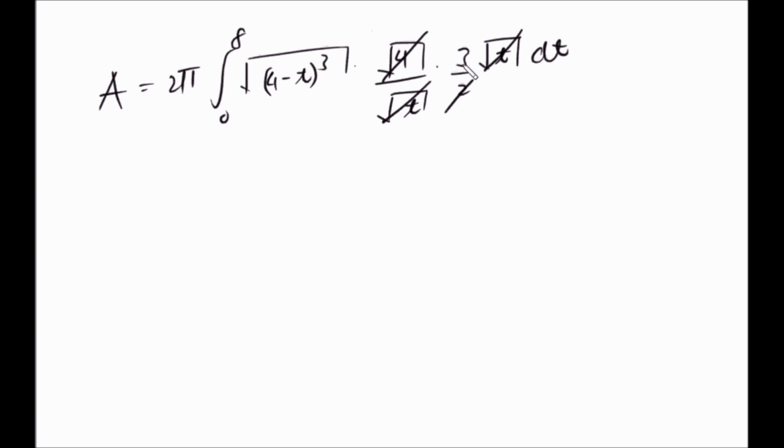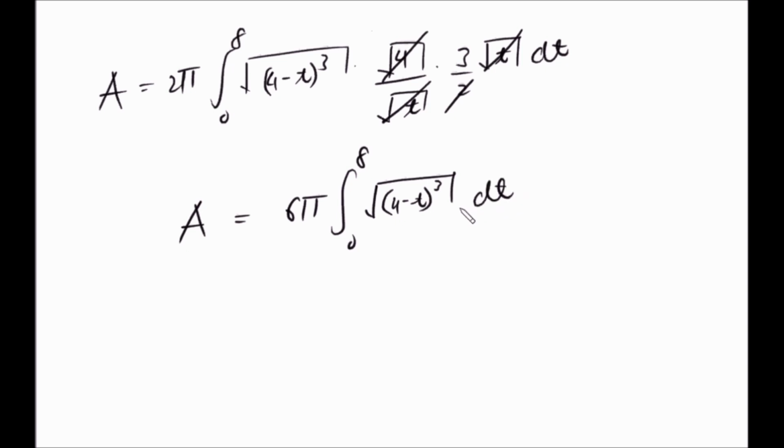Yeah. So 3 hii nitoe nje, ije huku, 3 times 2 ni 6. So my area is just gonna be 6 pi 0 to 8. So hapa ndani nimebaki tu na 4 minus t cube with respect to t. So kusolve integration tafanyaje? Gonna use u substitution.